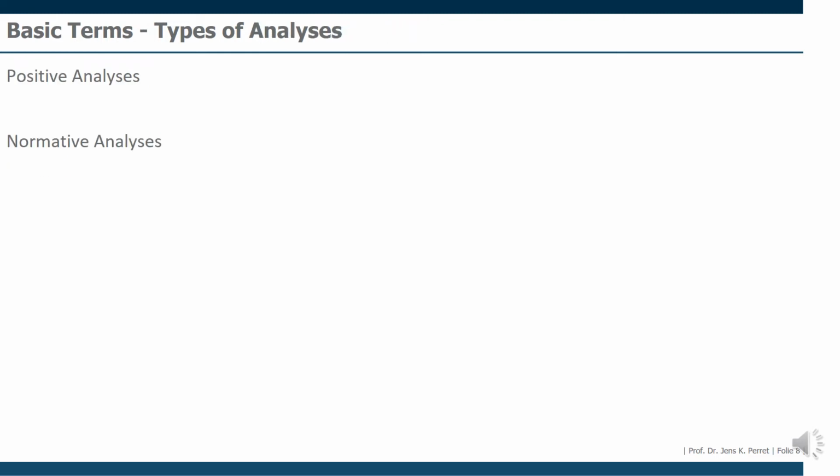And finally, we can differentiate between positive and normative analyses. Here the idea is with positive analysis, the focus is on simply describing what has happened, whereas a normative analysis is trying to deduce what should have been done, what should be done. So actually giving advice, drawing conclusions on how the situation could become better, should be approached, something like this.